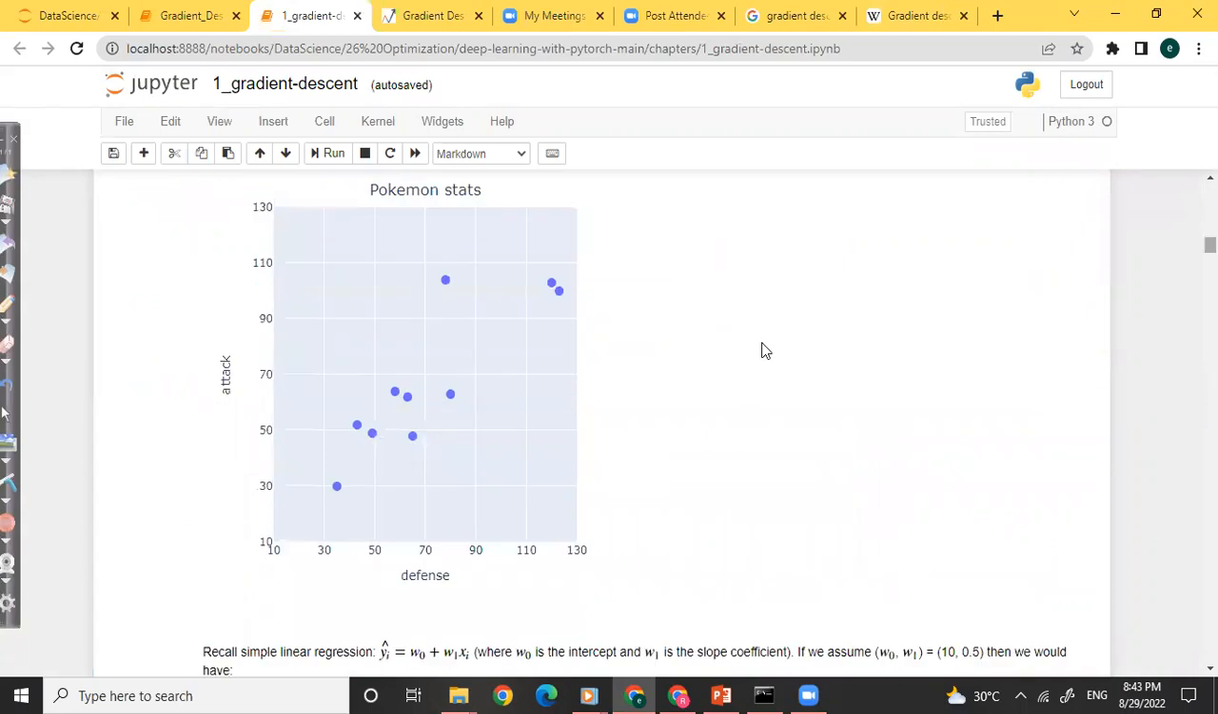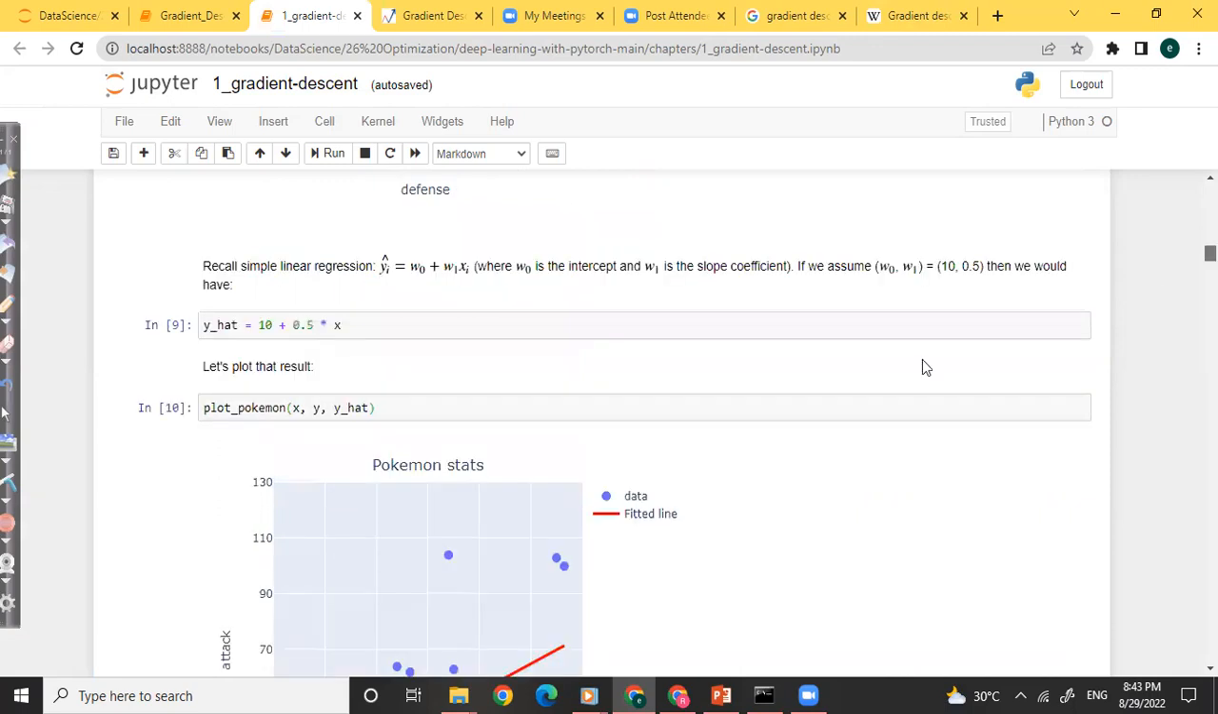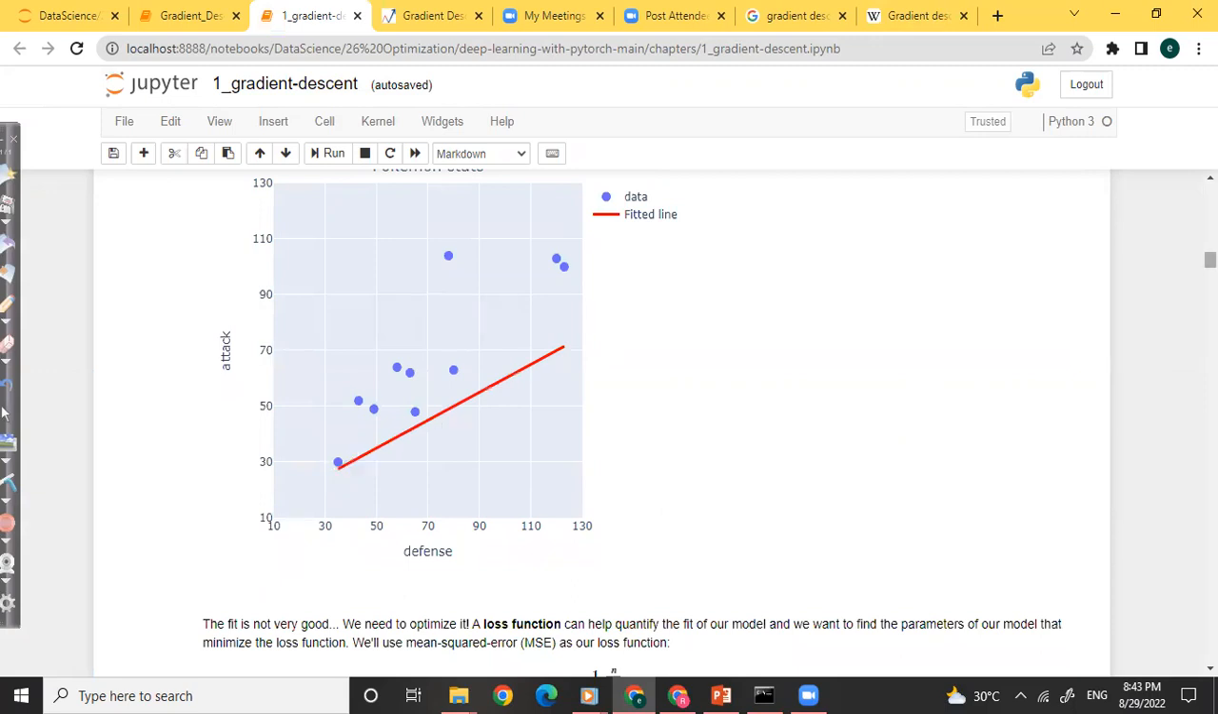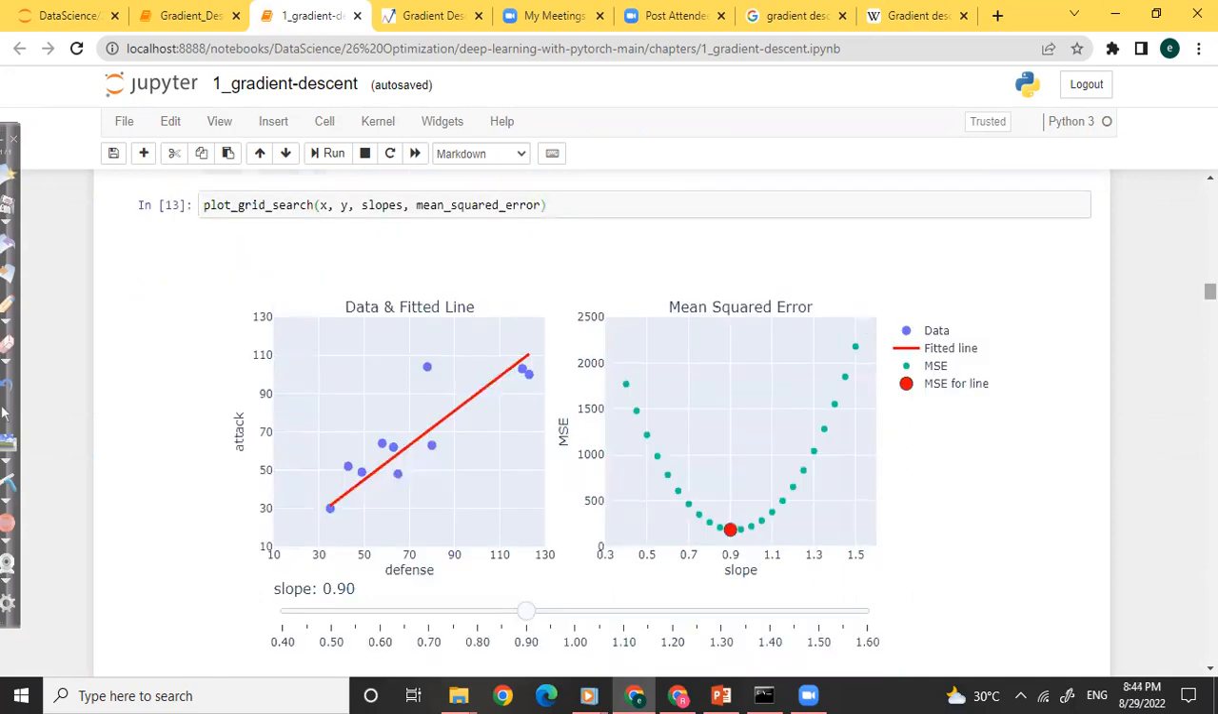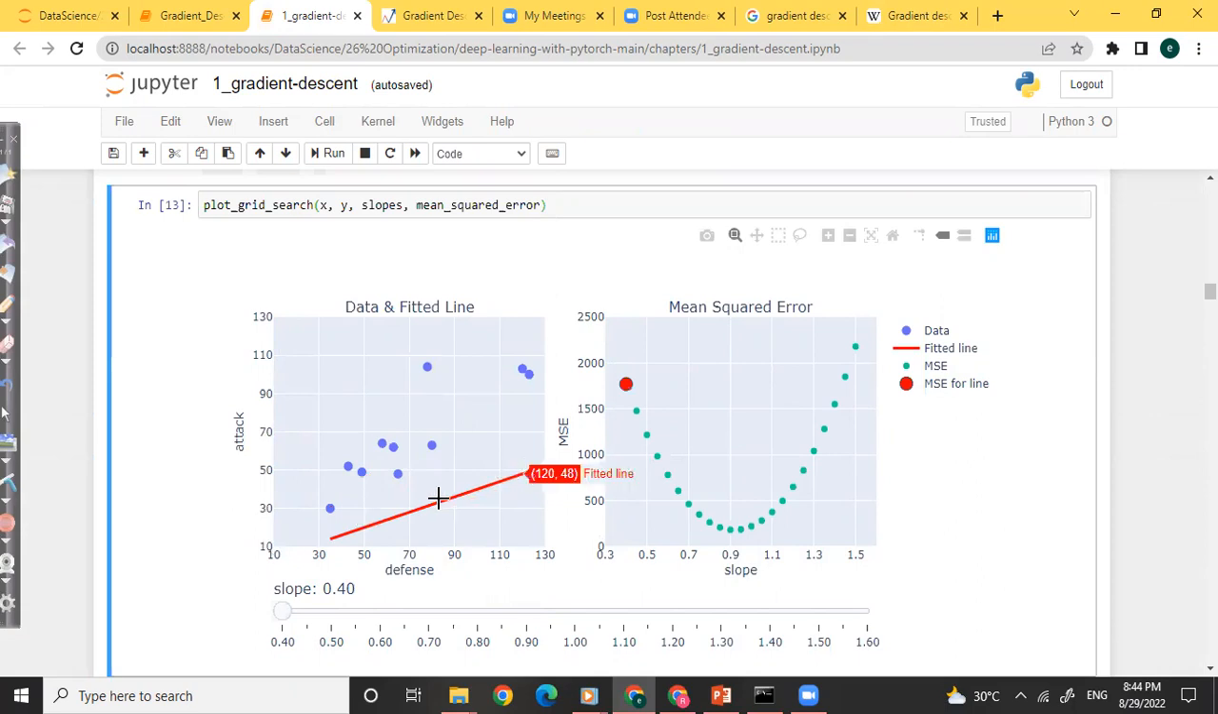This is between two variables, depends on attack, in the Pokemon data set. This first random plane looks like this. So this is the best fit line, the initial line. So the error rate, MSE, is high. So we are adjusting the slope. Slope is 0.4 here, then slope is 0.45, 0.5. So here the error is very low, and the slope value is high.